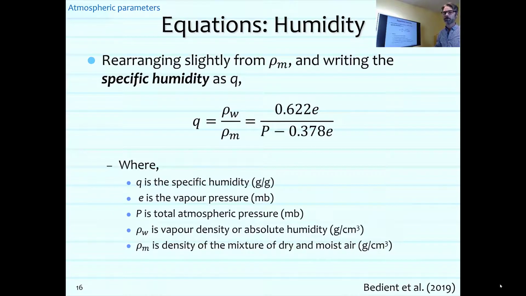We can rearrange that previous equation a little bit, and then we can write an equation for what's called the specific humidity. It's the ratio of the vapor density over the moist air density. So these are some equations that you might have to use if you're trying to determine values for atmospheric parameters.